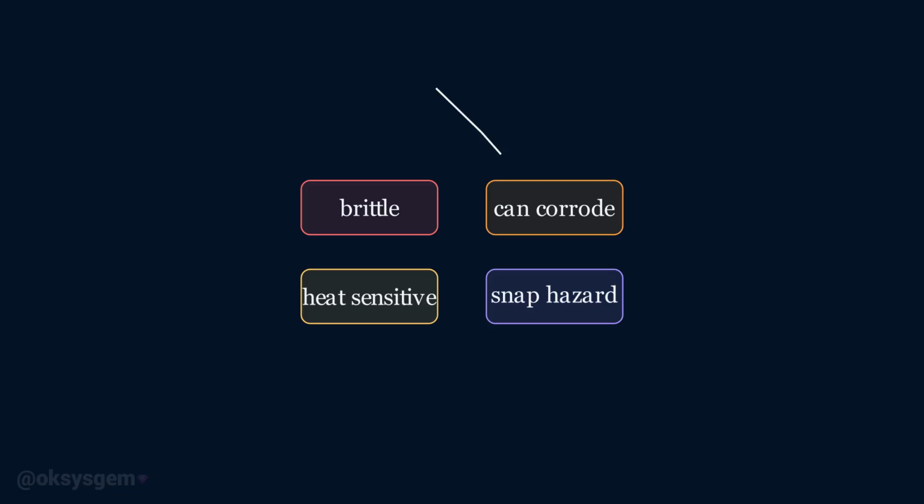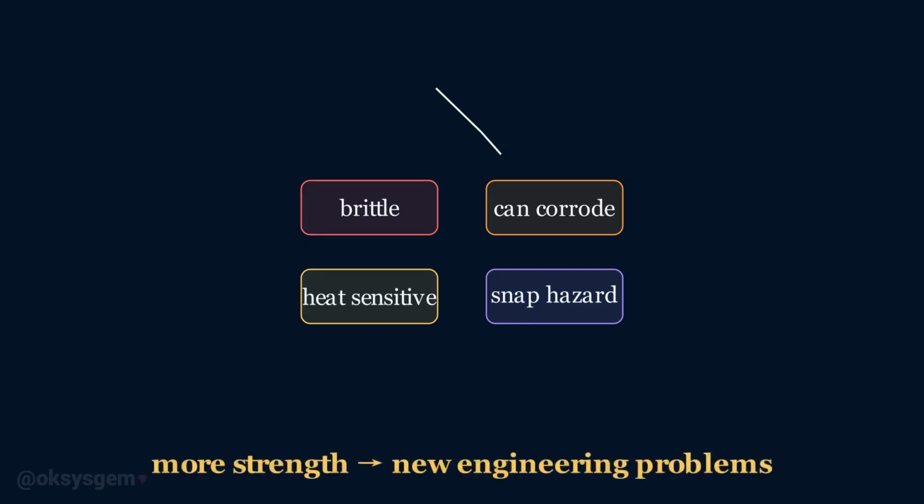But neodymium magnets are not perfect. They can be brittle, they can corrode without protective coatings, and some grades lose magnetic performance as their temperature rises. Their strength can also make surprisingly small magnets hazardous when they snap together or attract nearby metal objects. Once again, greater magnetic strength creates new engineering problems rather than simply solving old ones.